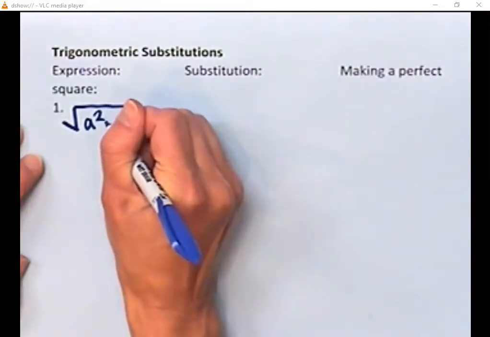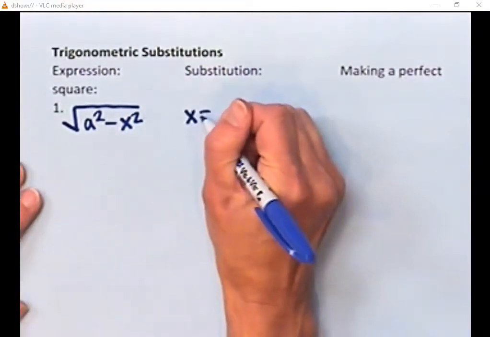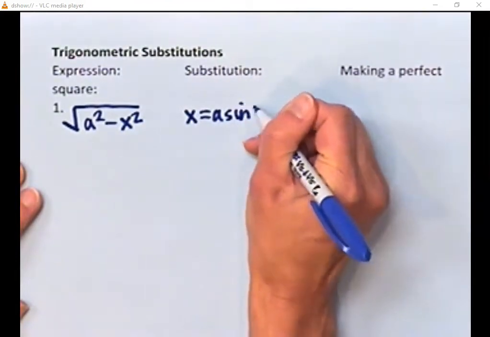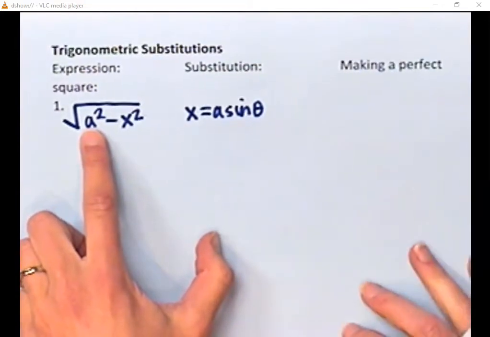Okay, so the first one we saw was anytime you have under your integral the square root of a constant minus x squared. When that's the case, we're always going to make this substitution, a sine of theta. Remember, a is going to be a number. It will depend on what's in here.